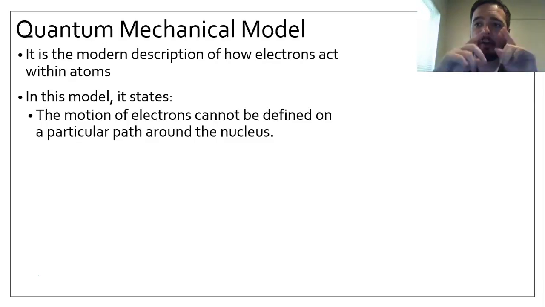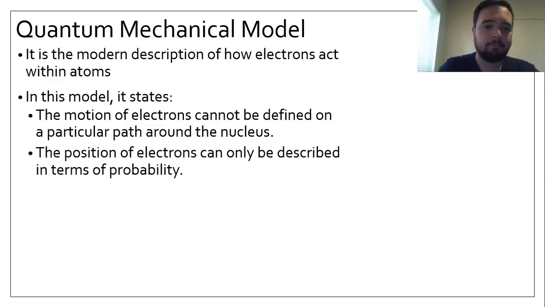So they're just kind of scattering around pretty much at the speed of light, floating around the atom. And so we can either take a snapshot and see exactly where it is, or we can take a device and measure the energy of that electron at one time. So again, the position of electrons can only be described in terms of probability.